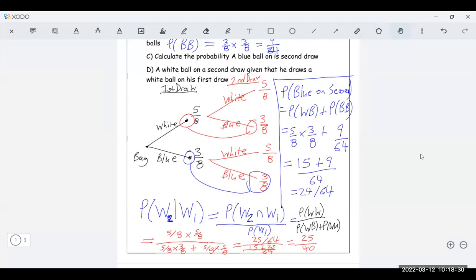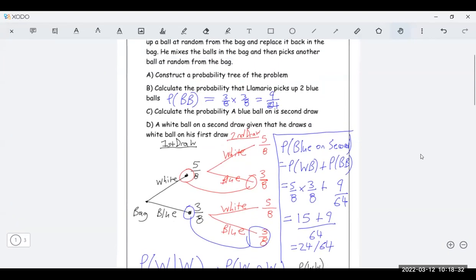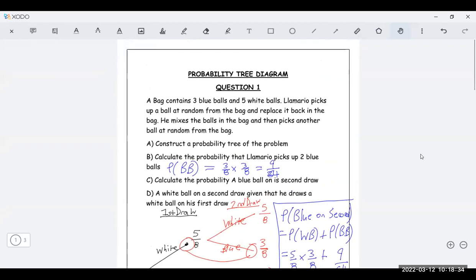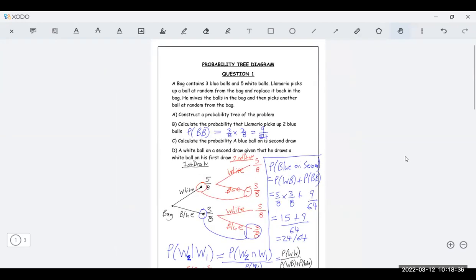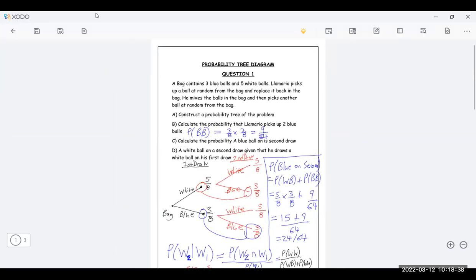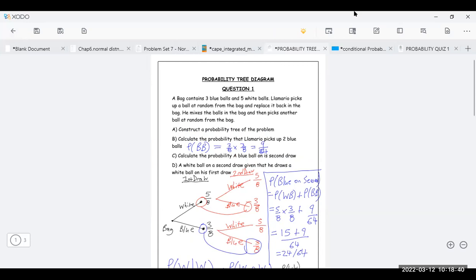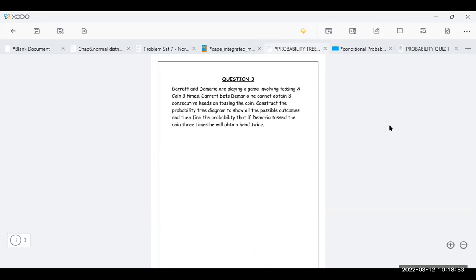Pull it this one? Yes, sir. All right, nice. So with that being said now, let me see what I saved this as so you can take over. I saved this one as probability tree diagram. So probability tree diagram, I saved this document as, so you can share your screen now. You're gonna do the 2 tree diagram questions for me.